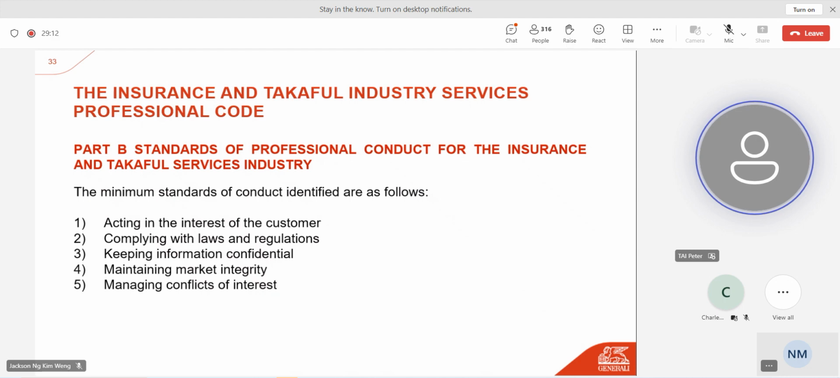Or for example, if you have a relative working for a competitor as a staff, you must also inform us. Say your cousin is doing claims for another company or something like that. These are all in order for us to better manage conflict of interest. This is more applicable to our agents who are representing us as a single principal, and also to staff.